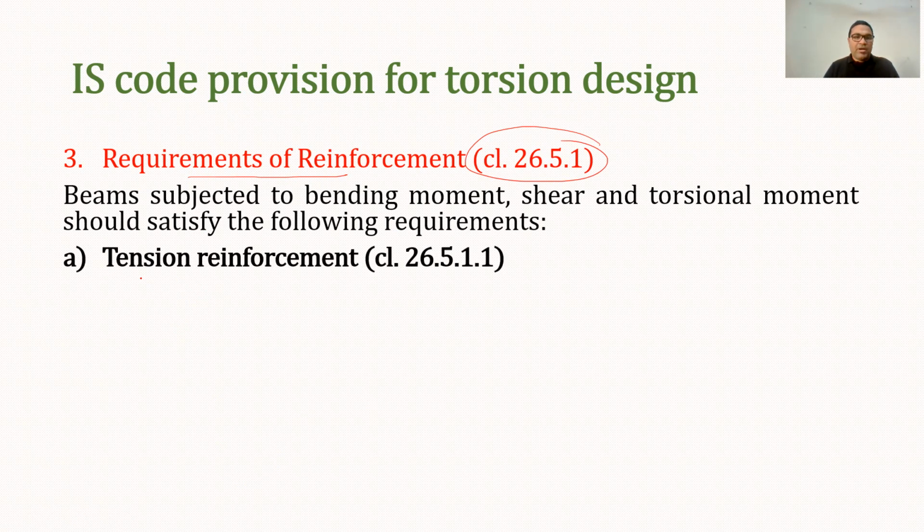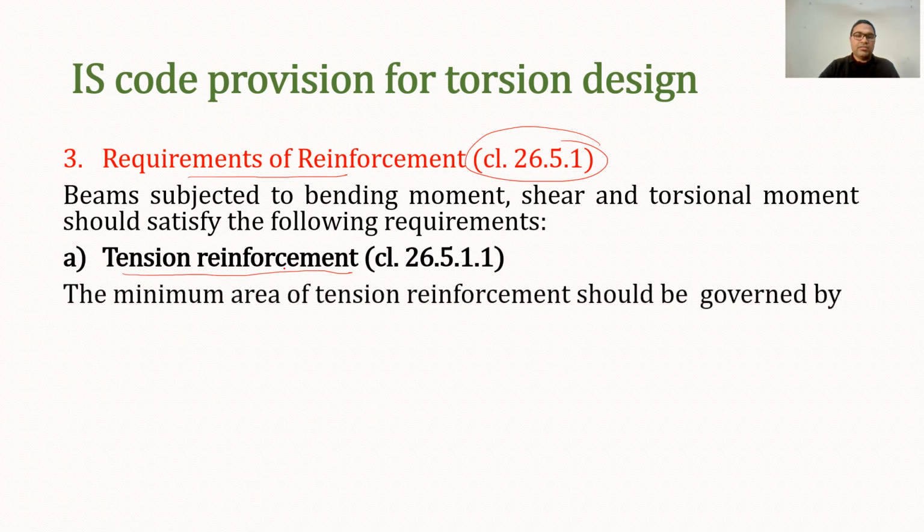Now, the first requirement is based on the tension reinforcement. The reinforcement that we provide as tension reinforcement should satisfy some requirements, such as the minimum area of tension reinforcement. IS code recommends that whatever area you provide, it should be more than the minimum area recommended by the IS code. The minimum area of reinforcement can be calculated by this relation, which you can access from this clause. In this, As is the minimum area of cross section, b and d are the breadth and effective depth of the beam, and fy is the characteristic strength.